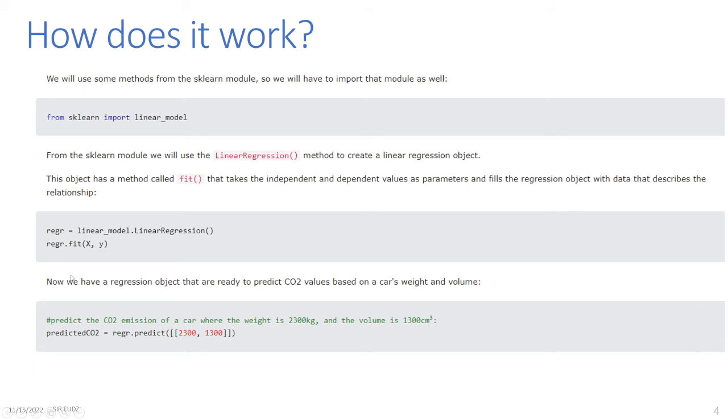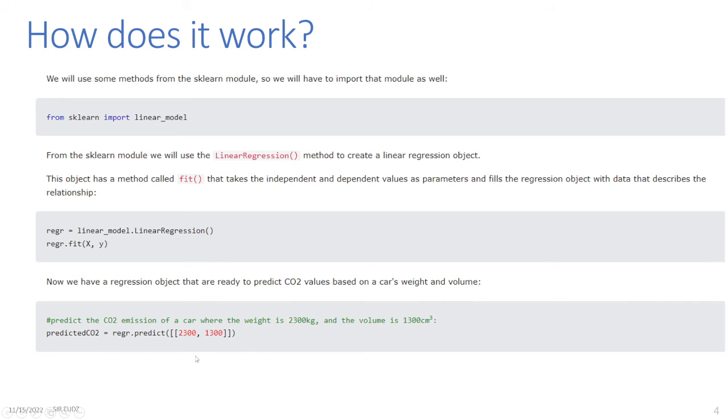Now, having the data, we can now predict using the predict method by specifying the two values of the independent variables. So these are the weight and the volume.